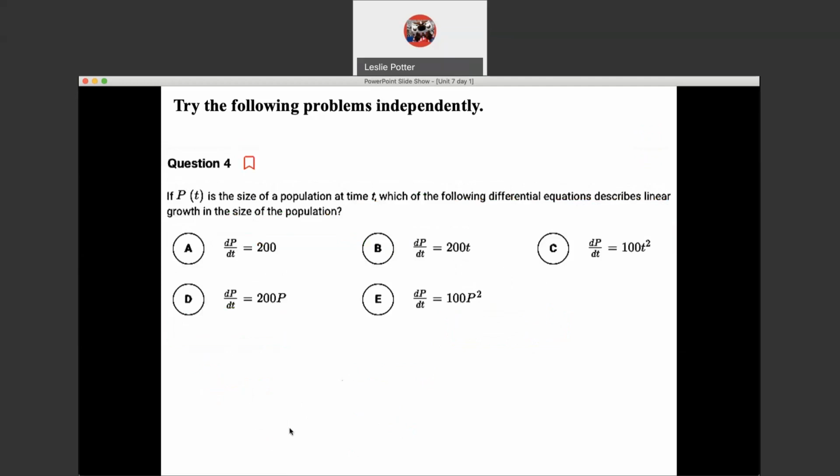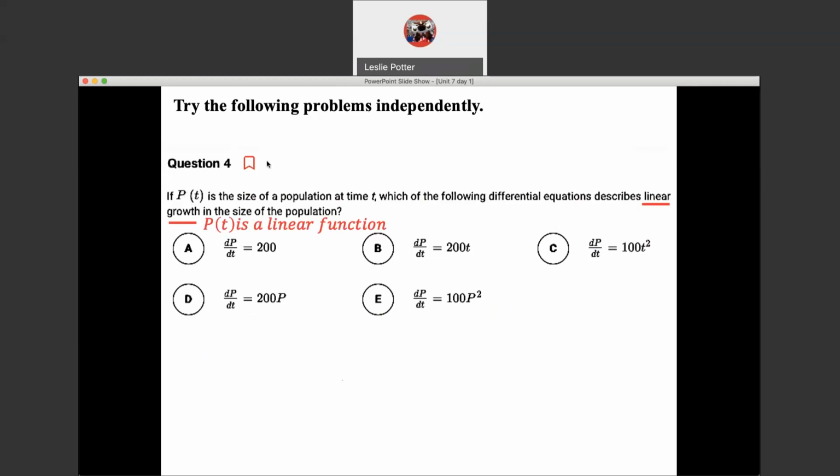Okay, so if you're tuning back in, you've attempted this on your own. We know that we have linear growth. So it says if P of T is the size of a population at time T, which of the following differential equations describes linear growth? So we know that the function is linear. So think about that. If the function is linear, then what is true about its derivative?